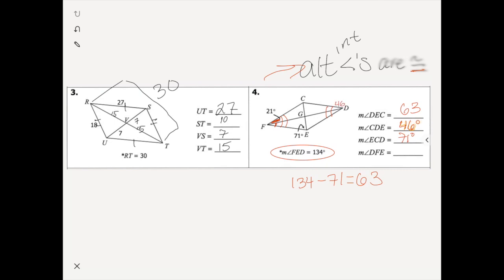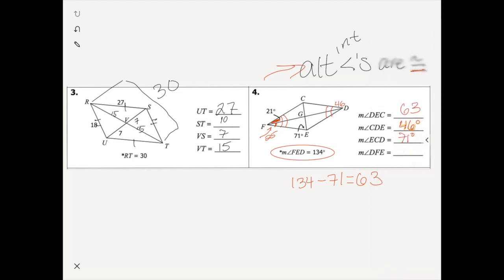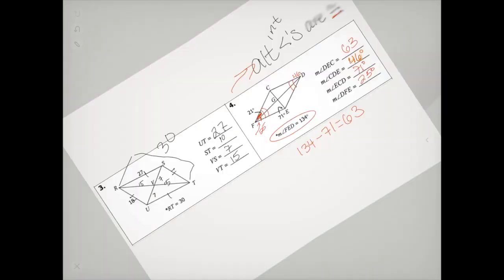So we need to find how much this angle is so that I can add that angle with the 21 to get 46. If you do 46 minus 21, you'll see that this angle is 25. If you add these together, they give you 46, which means that that's a congruent angle. So the measure of angle DFE is 25 degrees. Let's go to the next problem.